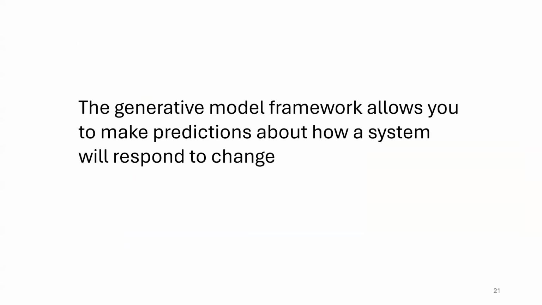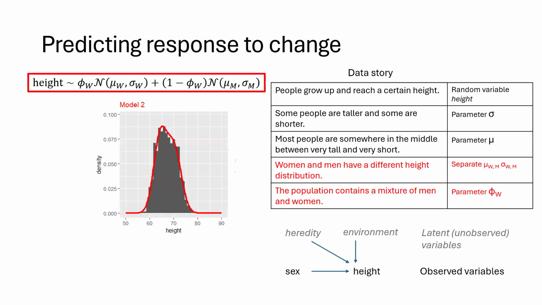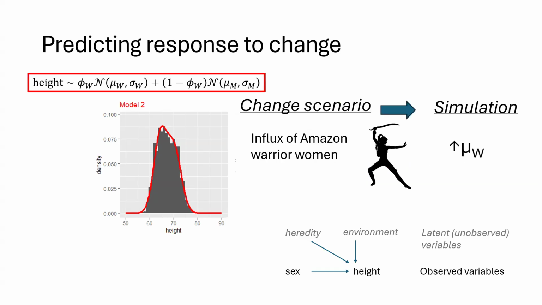So moving on to the idea of prediction. And this is the last thing I want to emphasize, that a key benefit of this generative model framework is that it allows you to make predictions about how a system will change, or perhaps make inferences about missing data. So in this example, we have our model and our data story. Let's say we have a scenario where there's an influx of Amazon warrior women. We could simulate that by increasing mu W.